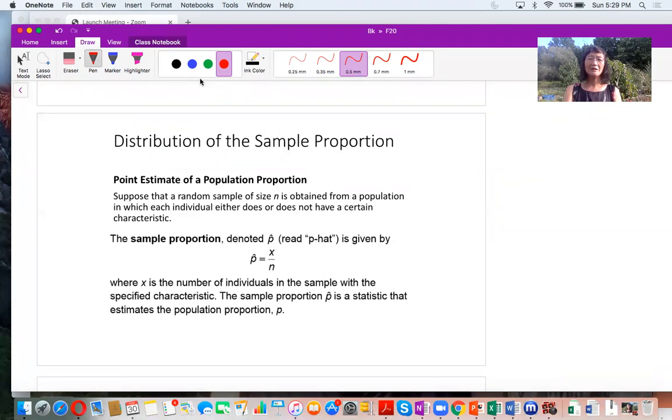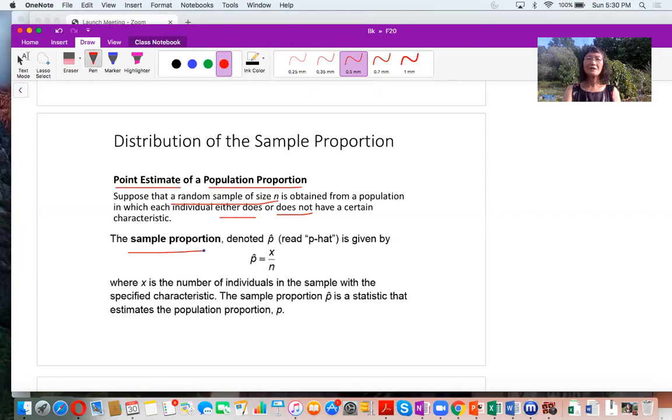Let's start off by talking about the point estimate of a population proportion. Suppose you have a random sample of size n taken from a population in which each individual either does or does not have a certain characteristic. For example, you either are a university graduate or you are not. Another example would be you either live on campus or you do not. So just two outcomes.